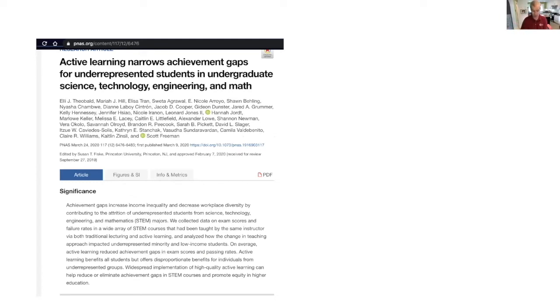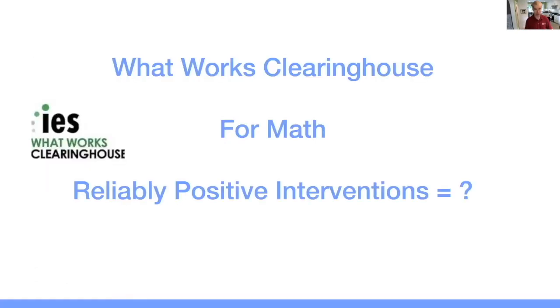Sadly, in the United States you can get into the What Works Clearinghouse without having demonstrated that you don't have disproportionate effects on different populations. Anyway, I'll throw up another paper on the positive side: an active learning randomized controlled trial helps narrow achievement gaps. These are the types of interventions we want.